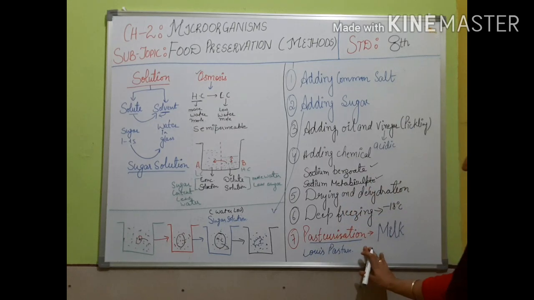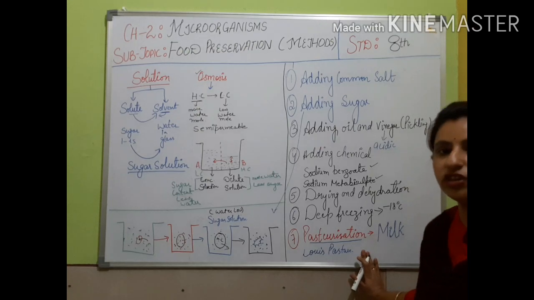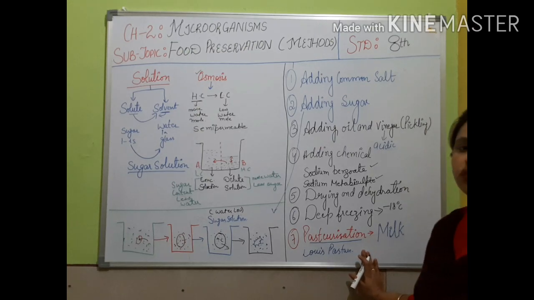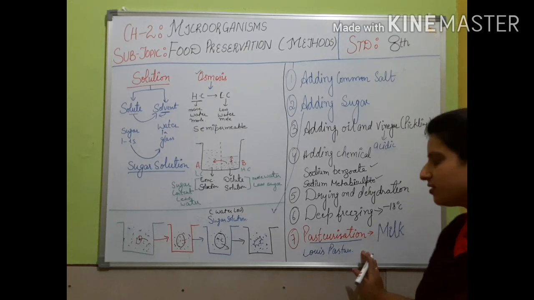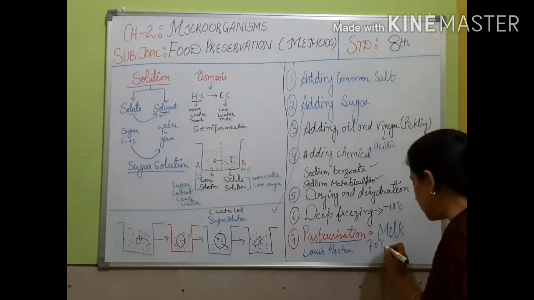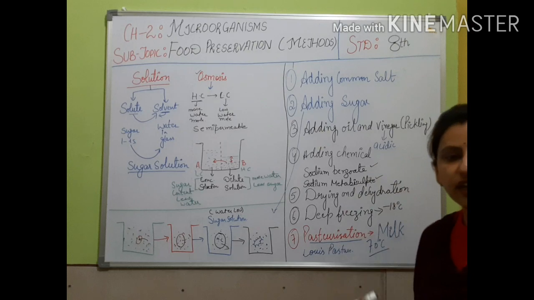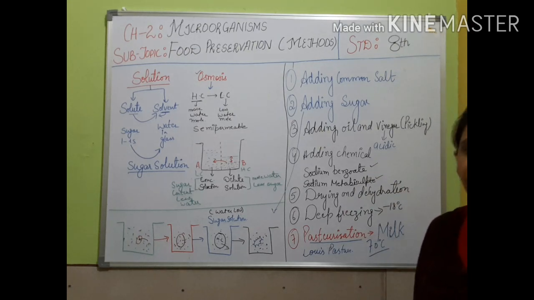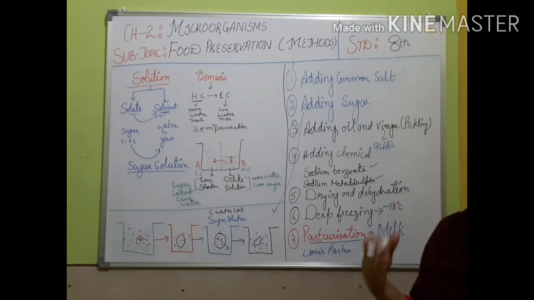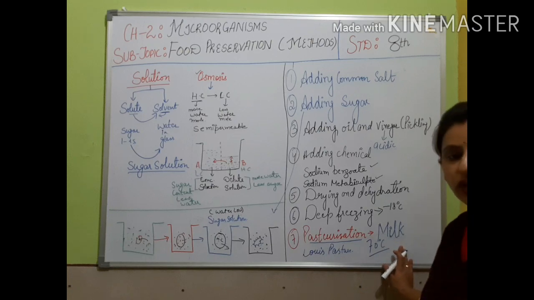What is happening here in pasteurization? In pasteurization, the milk is heated for 15 to 20 seconds at 70°C. So it is such a high temperature, and immediately it is chilled. Then again it is heated, again it is chilled. This process is repeated a number of times, by which the bacteria and the microorganisms present in the milk are killed, and we can preserve the milk for a long time.